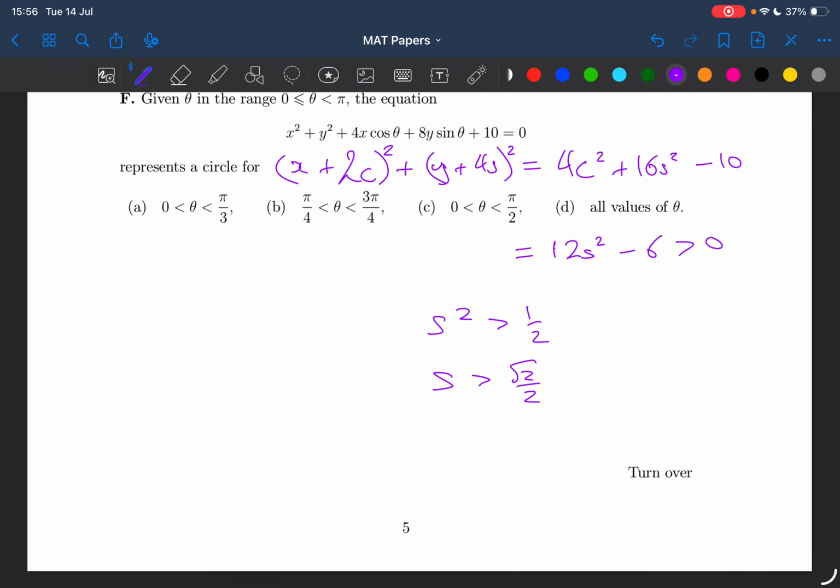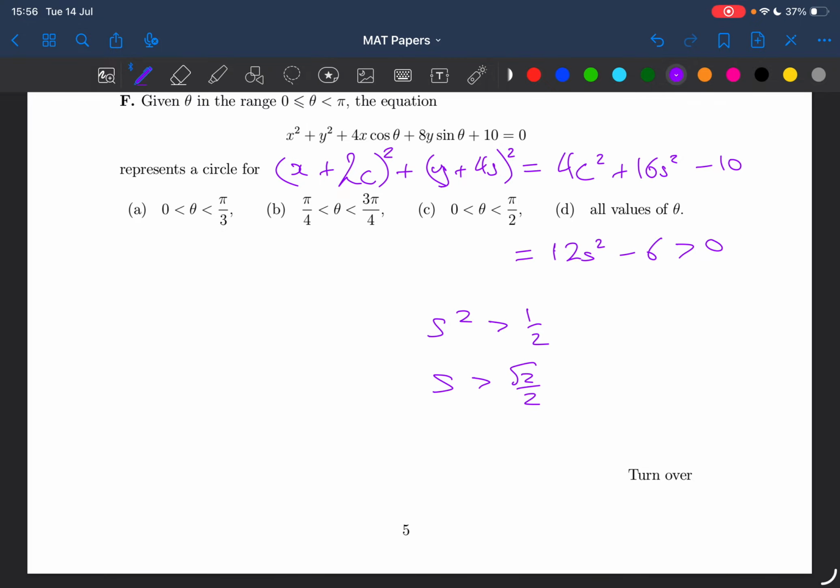So doing that, what do we have? Well, these give us 45 and 135, don't they? So that's pi on 4 and 3 pi on 4. And we need to be between those two. So yeah, B.